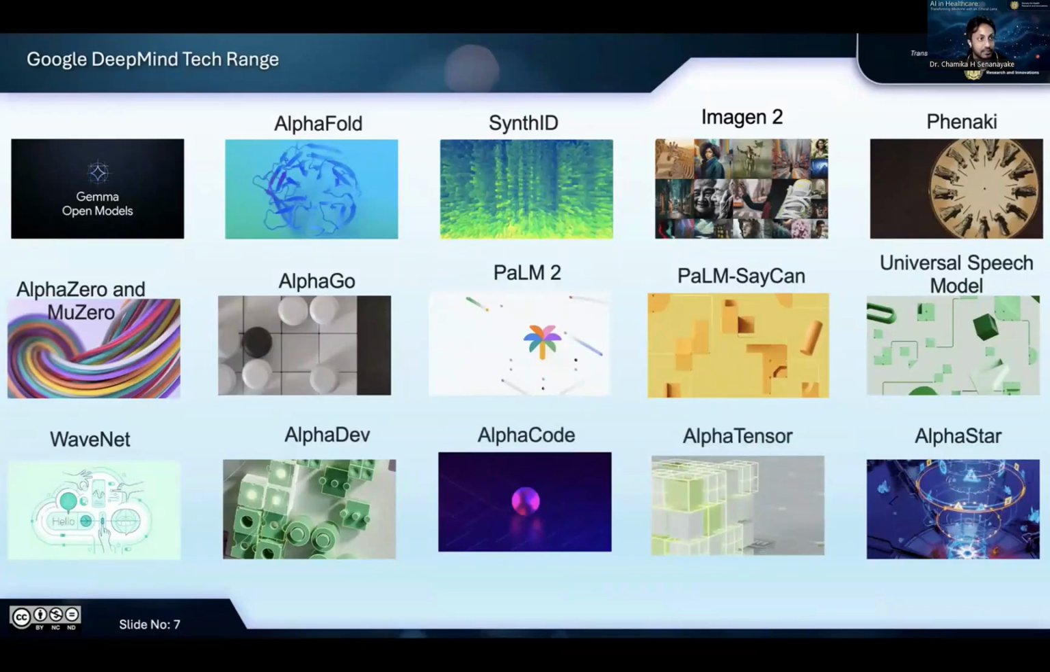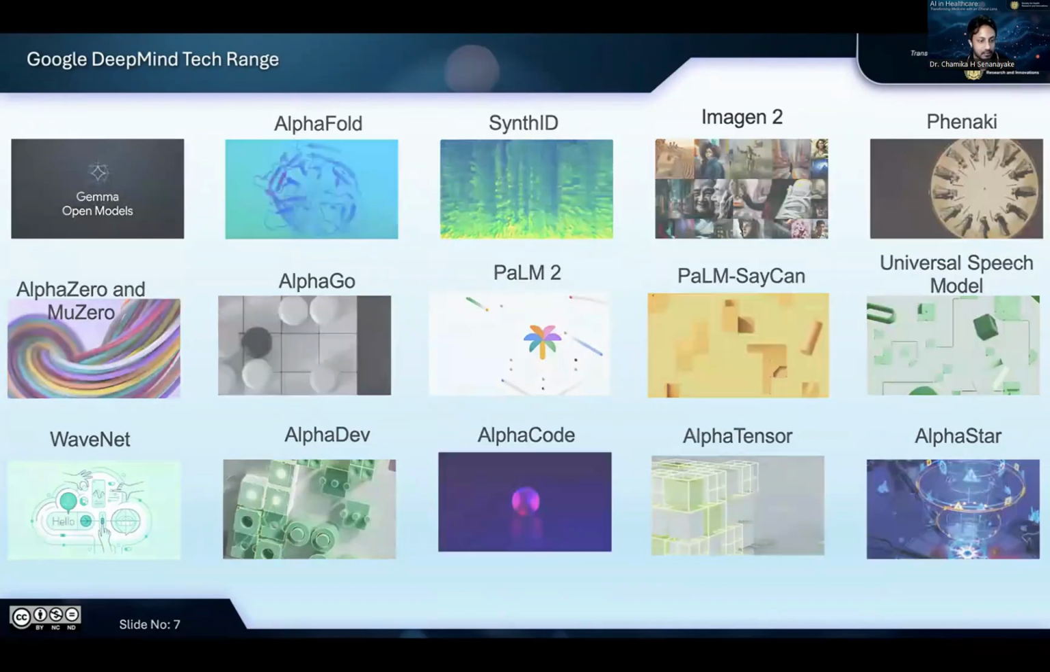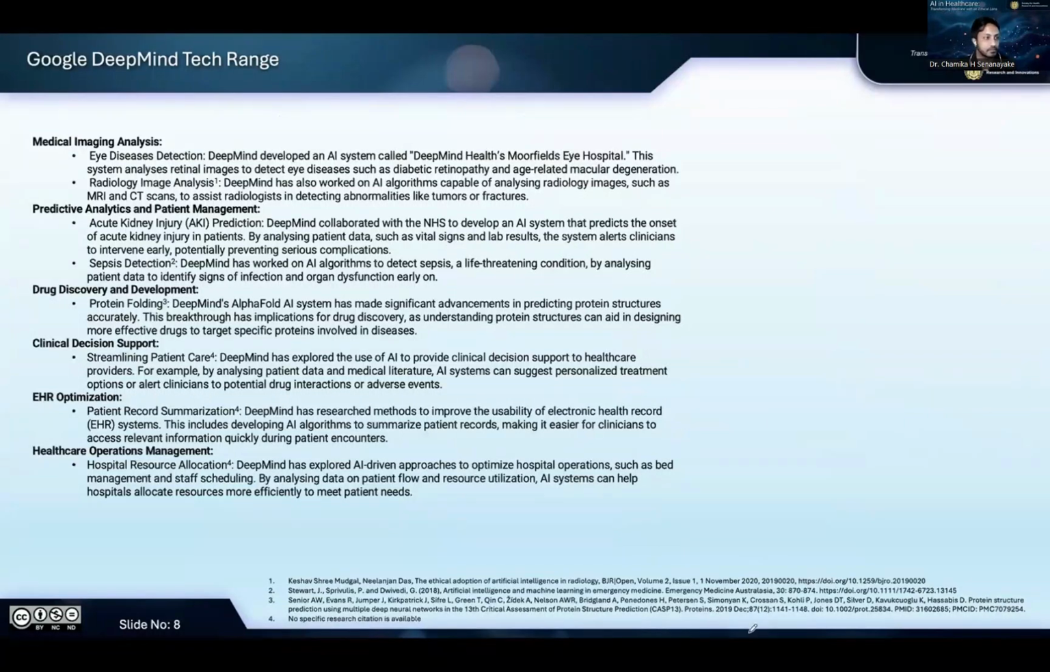If you take Google DeepMind, there are a huge number of products in the Alpha line, such as AlphaFold for protein folding, and SynthID, Imagen, Penaki, AlphaGo, that kind of thing. Let me go to the next slide. For medical image analysis, they use DeepMind Health at Moorfields Eye Hospital. This is a hospital in the UK. They use Google DeepMind to analyze retinal imaging for early detection of age-related macular degeneration.